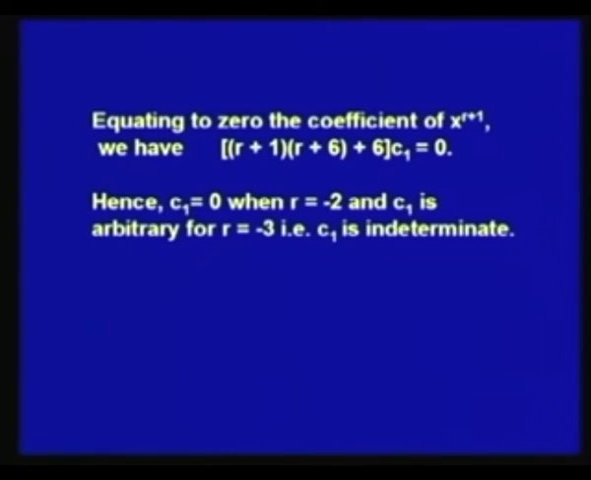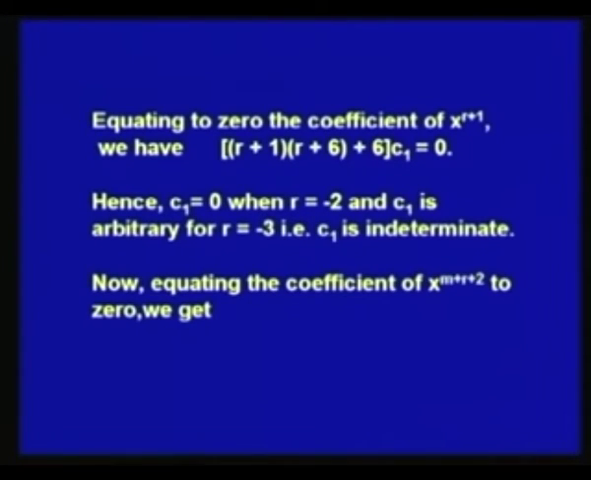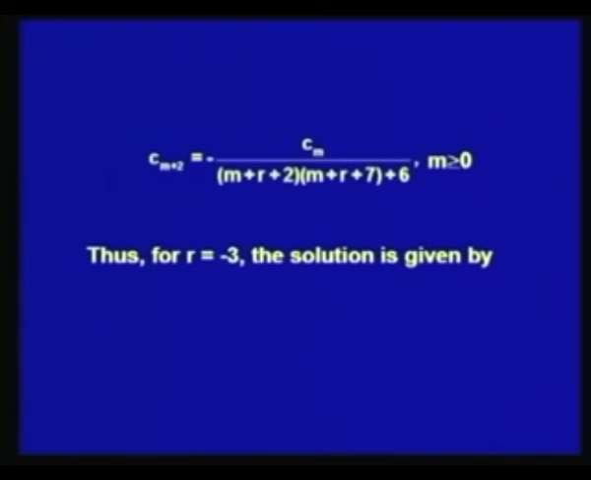But if you put r equal to minus 3 in this, what we get is 0 into C1 equal to 0. So C1 becomes indeterminate. C1 is arbitrary, it can take any value. So what we do in this case, let us equate the coefficient of x to the power m plus r plus 2 to 0. We get the recurrence relation Cm plus 2 equal to minus Cm over (m plus r plus 2)(m plus r plus 7) plus 6, for m greater than or equal to 0, or we can say m equal to 0, 1, 2, 3 and so on.